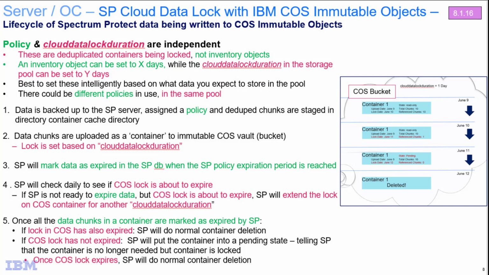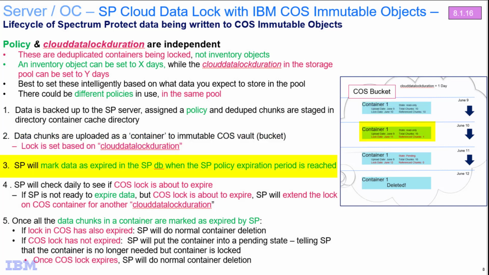So remember, when a Spectrum Protect client backs up its data to the Spectrum Protect server, a policy is assigned to it. And this policy has a retention period that says this is how long we're going to retain the individual backed up objects. So we take those objects and we dedupe them, we break them up into chunks, and then we take like 1 gig of these chunks and we upload them into a container. This is a Spectrum Protect container inside of the COS bucket. This entire container is then locked for that cloud data lock duration.